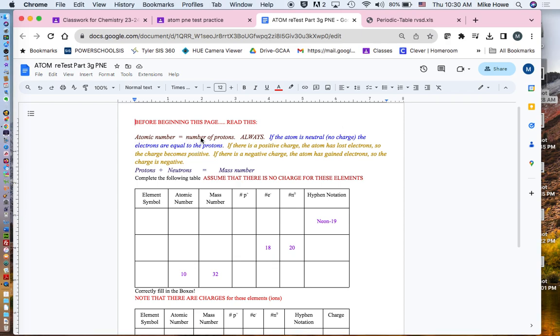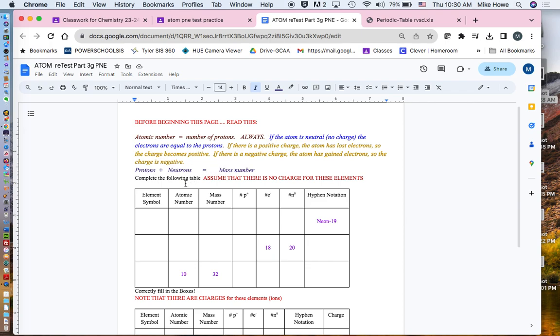Notice that atomic number equals number of protons, always. In blue it says if the atom is neutral, that means there's no charge, the electrons equal the protons. In the beige or gold writing here, it says if there's a positive charge, the atom has lost electrons, so the charge is positive, but if there's a negative charge, it's gained electrons, so the charge is negative. We're also told that the protons and the neutrons together equal the mass number.